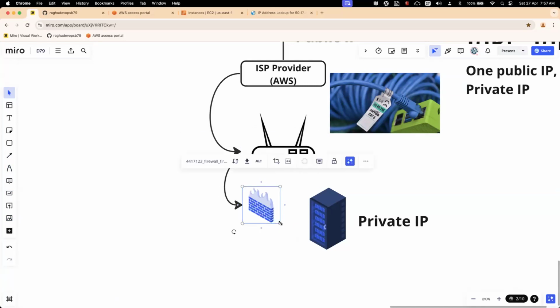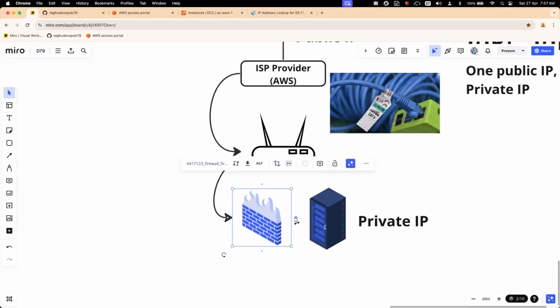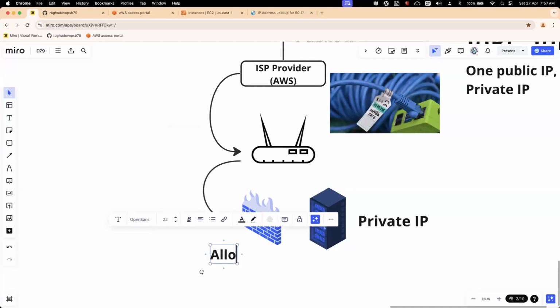Now the traffic has to cross this guy, and this guy will be sending the traffic to this. Now this is a firewall. So a firewall will have rules, by the way. Firewall will have rules: whom to allow, whom to deny, something like that.